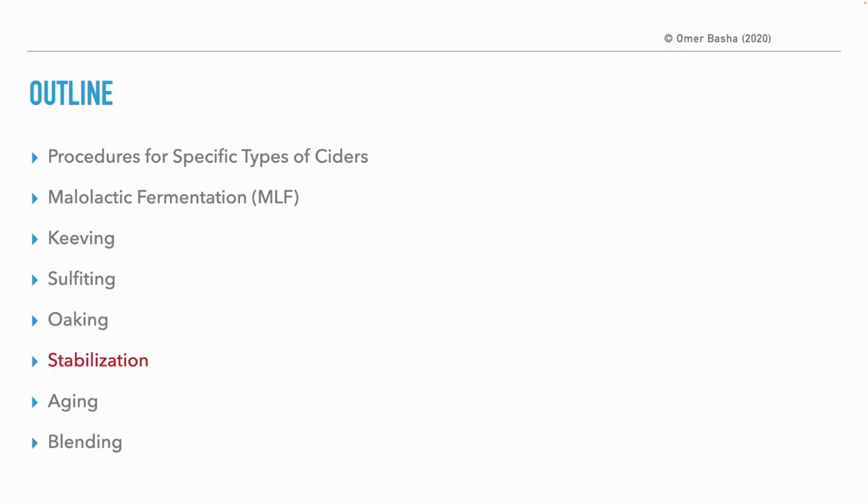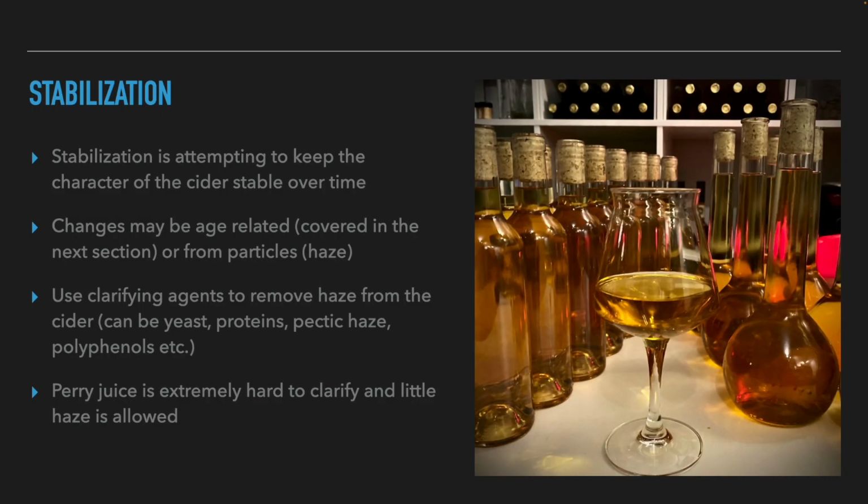After talking about wood-aged ciders, we will move on to talk about stabilizing the cider after fermentation. Stabilizing the cider is attempting to keep the cider with the flavors and aromas unchanged over time. Changes can be related to the age of the cider since making, but those will be discussed in the next section. Or they can be related to particles or haze. Since haze affects stability and shelf life, clarification will be discussed here.